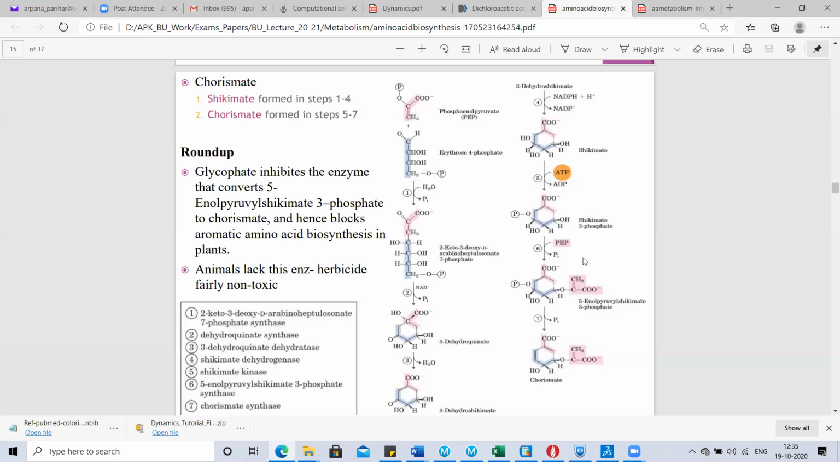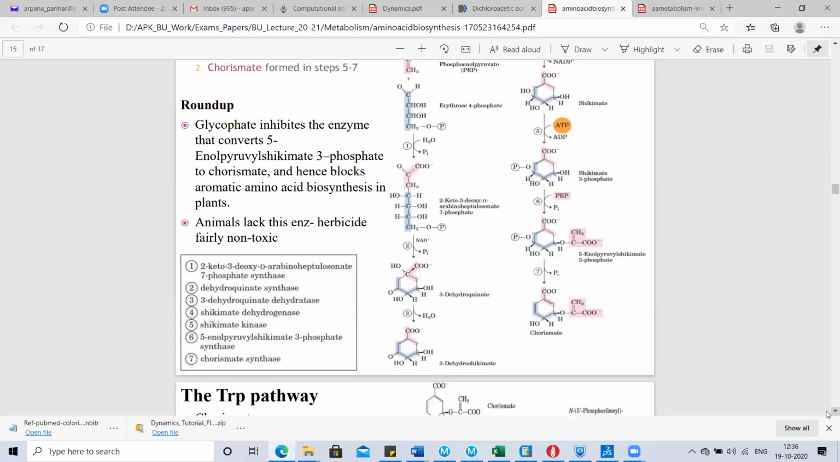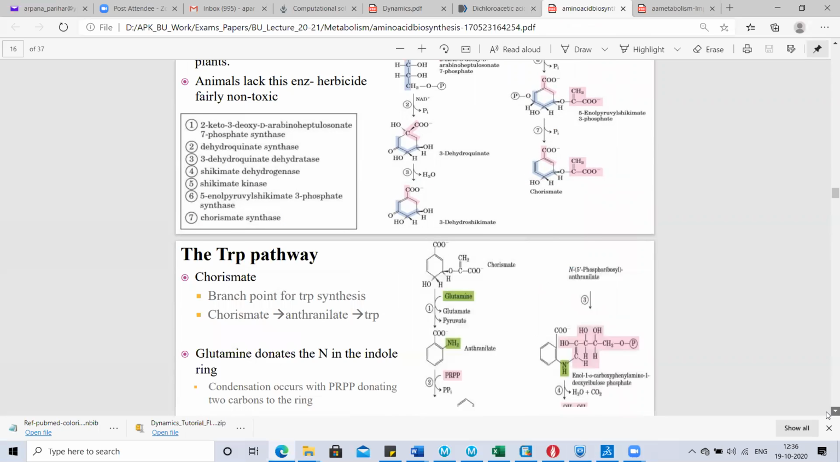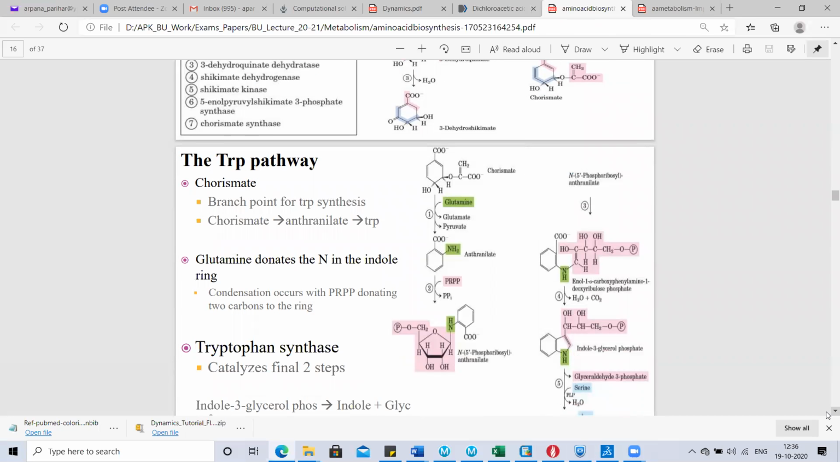which again interacts with phosphoenol pyruvate in the presence of synthase enzyme and forms 5-enolpyruvyl shikimate 3-phosphate, which upon removal of one inorganic phosphate in the presence of the enzyme chorismate synthase produces chorismate. Okay, so this is the overall pathway by which chorismate gets synthesized, which is a basic precursor for other amino acids. Like chorismate interacts with glutamine and produces anthranilate.